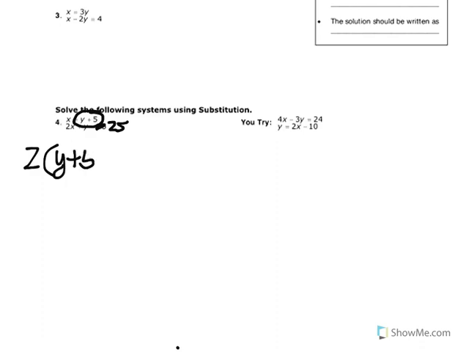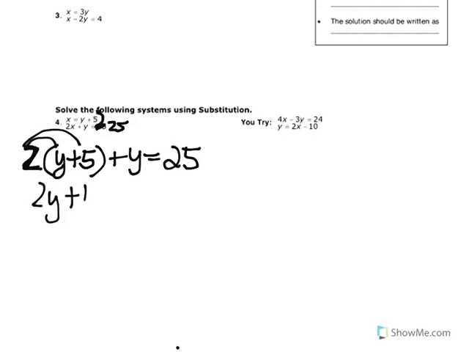This is where it really becomes important because y plus 5, all of that is getting multiplied by 2. So we have 2 times (y plus 5) plus y equals 25, because we changed that 15 to a 25. Now we need to distribute. That's why it's important to use the parentheses. 2y plus 10 plus y equals 25.